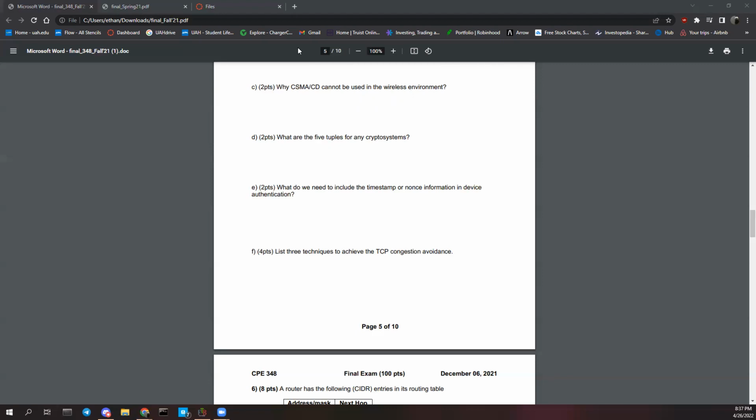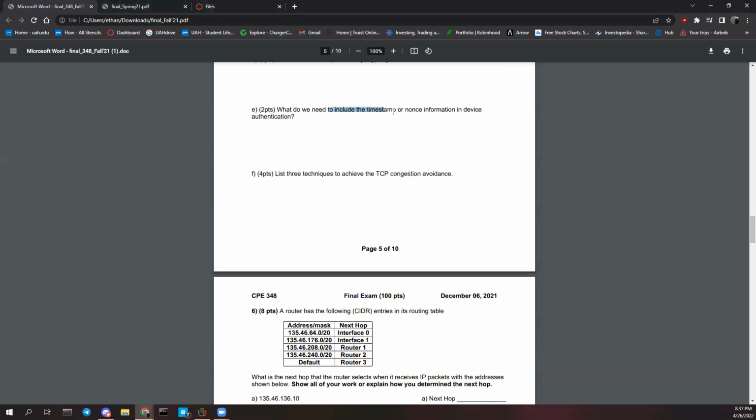All right. What do we need to include in the timestamp or nonce information in device authentication? Yet again, this is a crypto question. So why do we need to include the timestamp in a device authentication? This is to prevent the so-called replay attack.